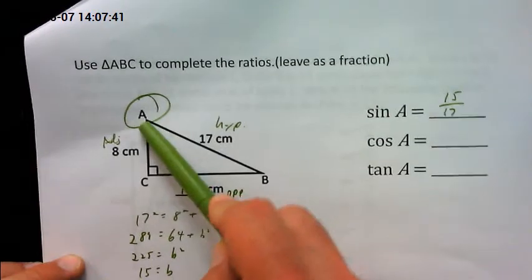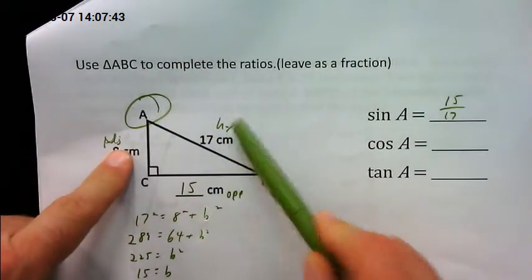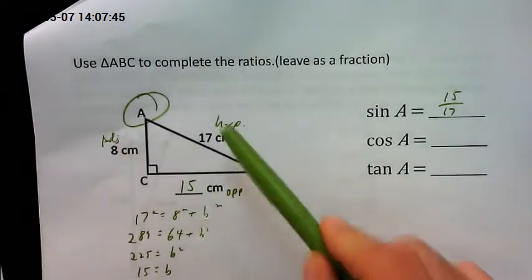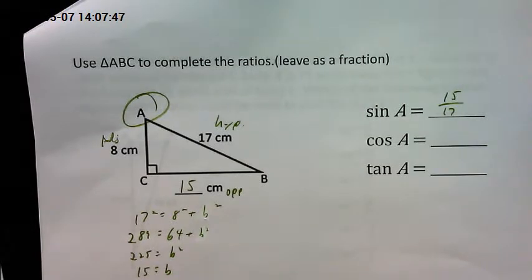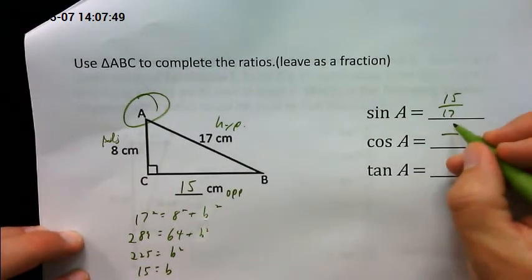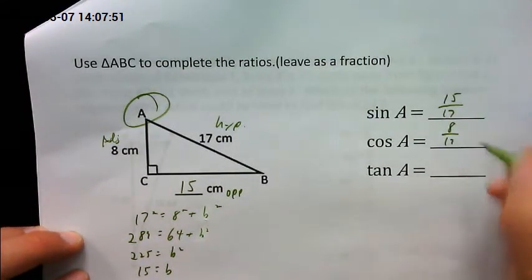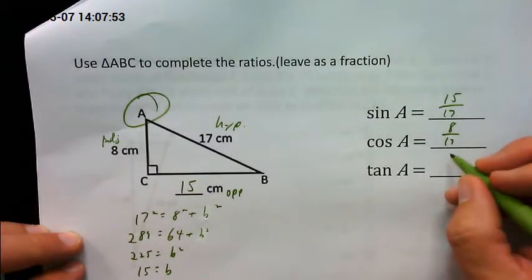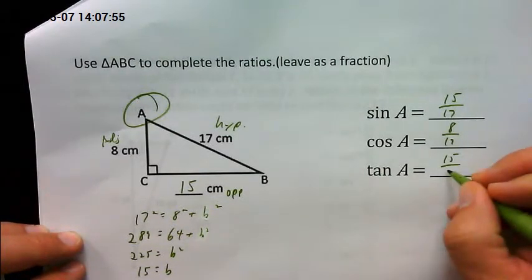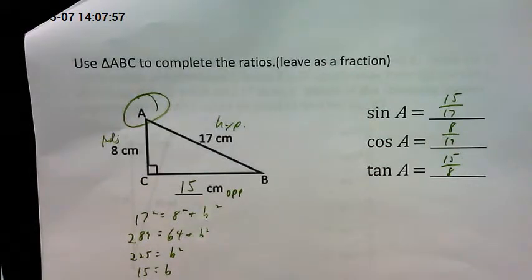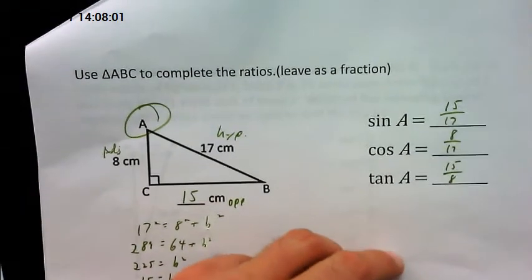So again, it's based off your angle. This is opposite, adjacent, and hypotenuse. Sine is opposite over hypotenuse. So cosine is then 8 over 17. Tangent is 15 over 8. And that's it. All right. Let's move on.